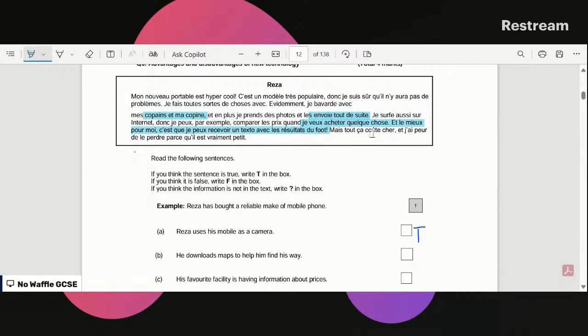But all of that is expensive. Of course, they're all expensive, and I'm afraid of losing it because it's very small. So, I'm afraid of losing it, which is talking about how I can easily lose it, and I have easily lost it because it's very small. So is there any mention of downloading maps and finding his way? No, there is not.